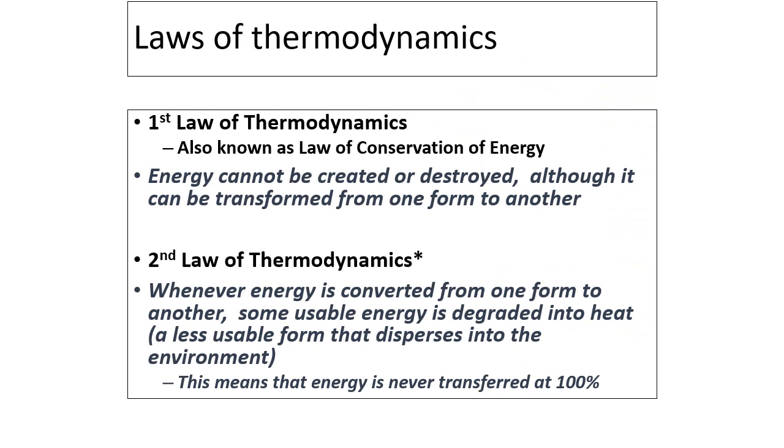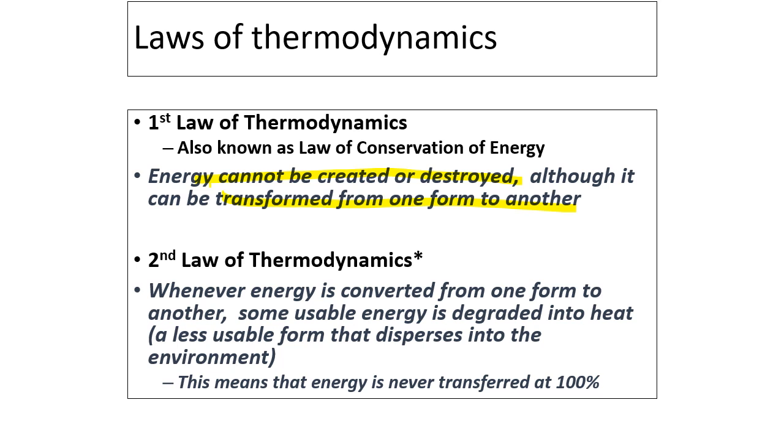So we have the laws of thermodynamics, and there's two of them. We have the first law, which is the law of conservation of energy, and this says that energy can neither be created or destroyed. However, it can be transformed from one to another. So how this generally happens is we transfer from potential energy to kinetic energy, and then that kinetic energy or potential energy can be transformed into different types of energy, like chemical energy or heat.